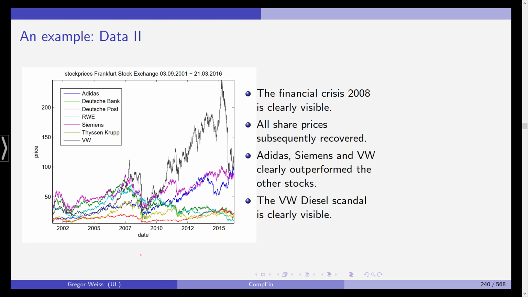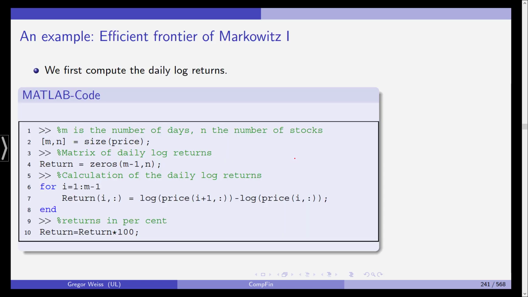As you can see here, we have the financial crisis. You can see the Volkswagen diesel scandal, and Adidas, Siemens, and Volkswagen clearly outperformed the other stocks most of the time, without the diesel scandal, of course. So first we calculate the daily log returns.